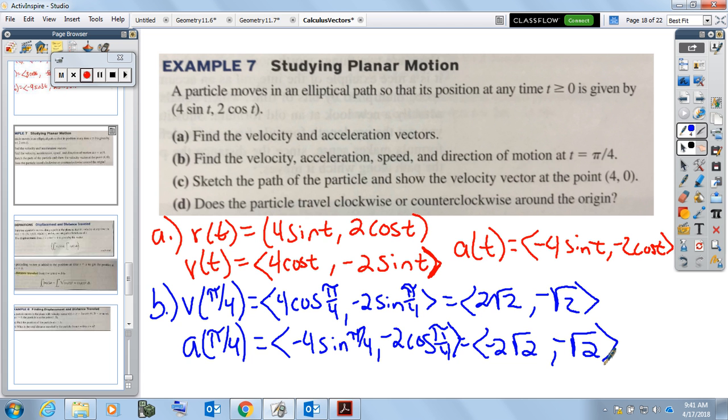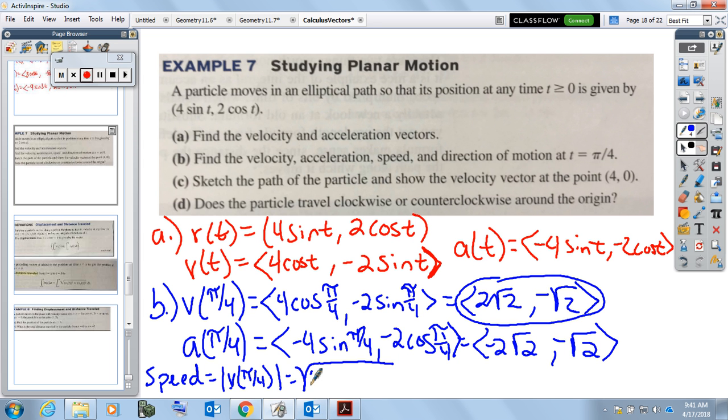But what about speed? Remember, guys, speed is the magnitude of velocity, the size of the velocity vector. So speed in this case will equal the magnitude of the velocity vector. We're looking at the distance formula utilizing our velocity vector: 2 root 2 squared plus negative root 2 quantity squared. We get 4 times 2, so 8, plus 2, so we end up with root 10. So there is the magnitude of the velocity vector, or speed. Once again, the magnitude of the velocity vector is speed.